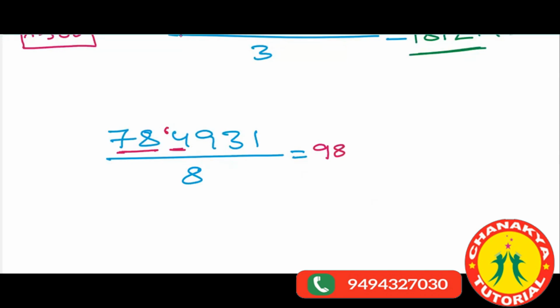8 8s are 64, correct? With remainder 0. And 9, it will be 1. One time with remainder 1. 1 means it is 13 now. It will be 8 1s are 8. With remainder? Sorry, after 8, what is the remainder? 6, sir.